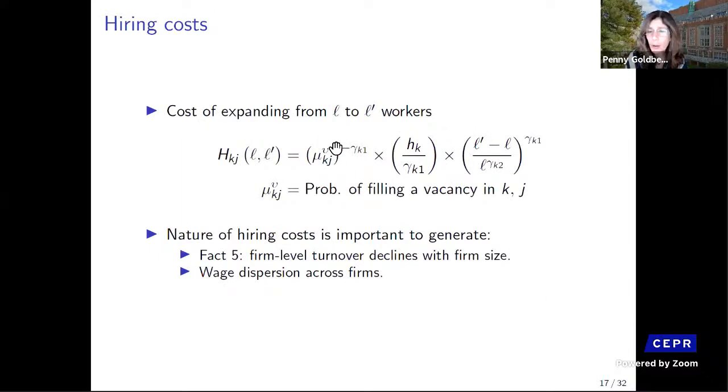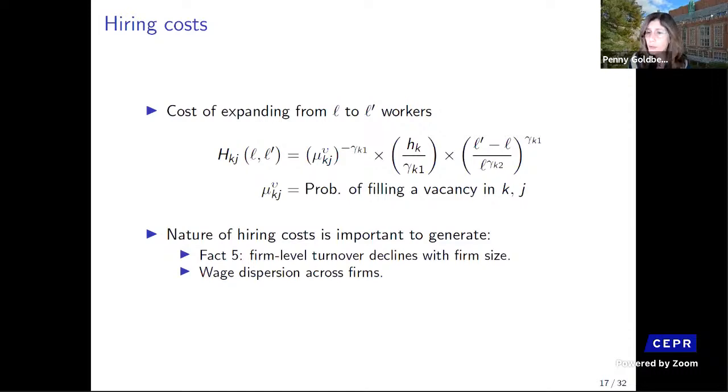What are the hiring costs? I mentioned the hiring costs before. The hiring costs play an important role in this model. We assume this functional form, which is standard in this literature. Mu here is the probability of filling a vacancy in sector K and in firm type J. The H and the gammas are parameters to be estimated. And let me just briefly say the following. The gamma parameters are important in our framework because depending on their values, the model may be able to generate some of the facts that I mentioned earlier, namely fact number 5, that firm-level turnover declines with firm size. That's important in our case. That depends on the parameter gamma K1.